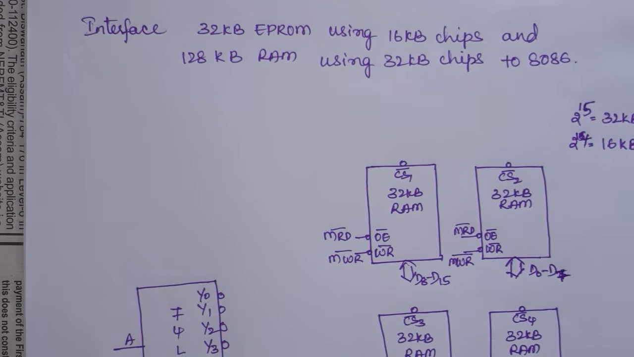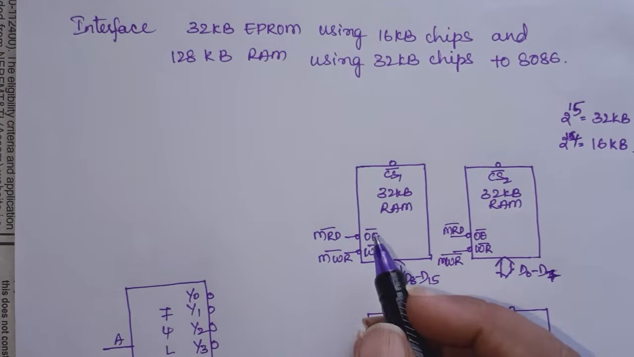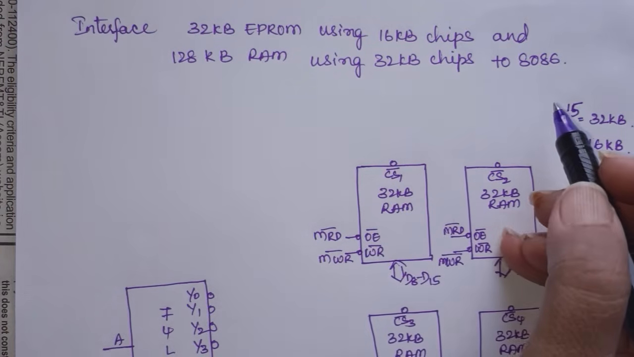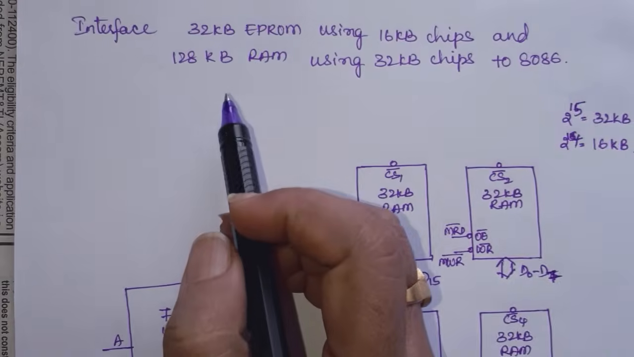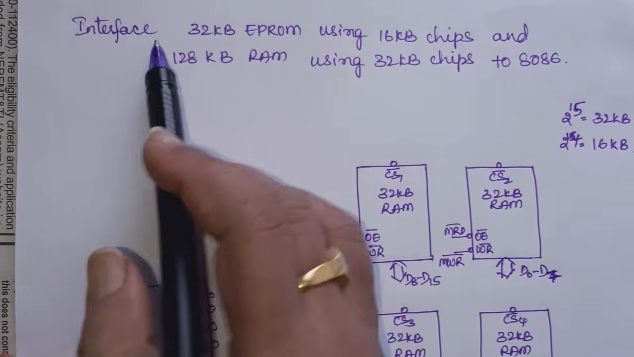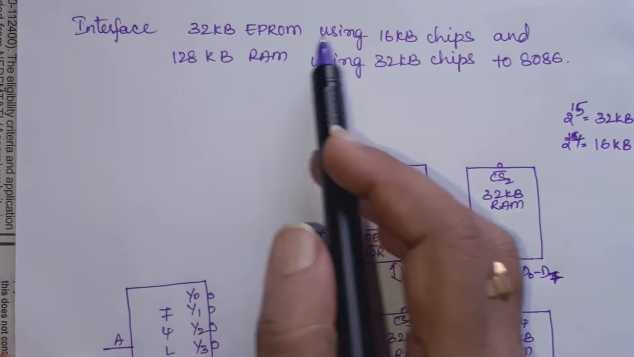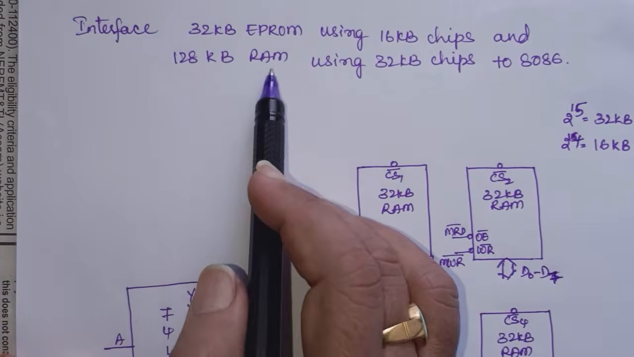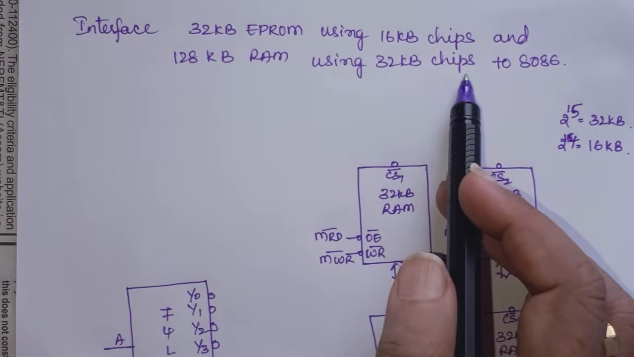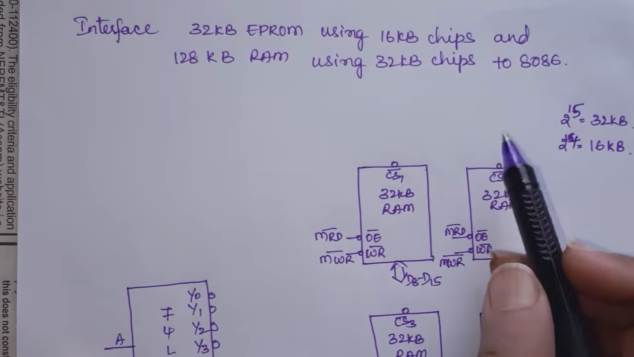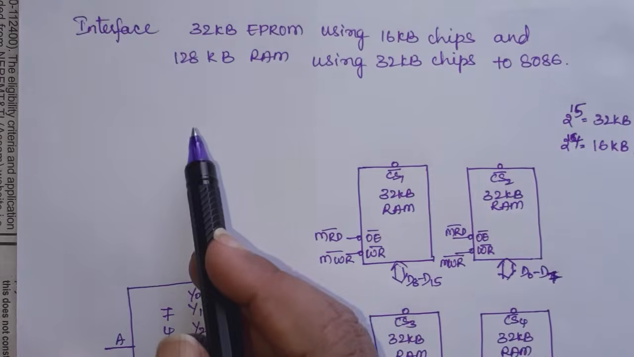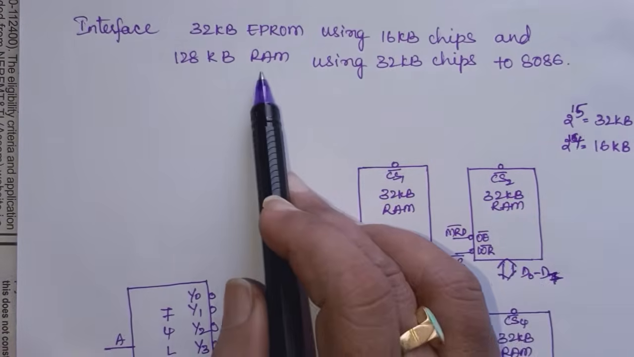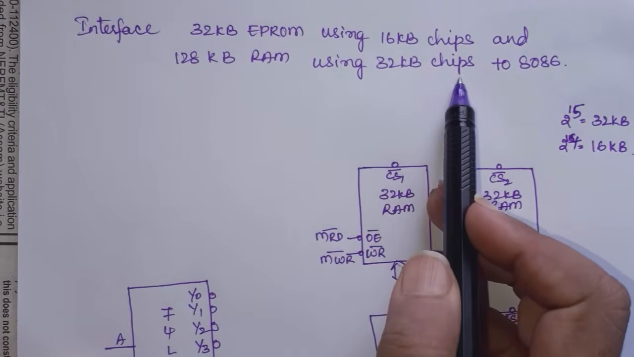Hello students, let's discuss a problem based on memory interfacing to 8086 processor. So here is the problem given: interface 32 KB EEPROM using 16 KB chips and 128 KB RAM using 32 KB chips to 8086 processor. Okay, so here we see EEPROM capacity required is 16 KB chips and RAM is 32 KB chips.